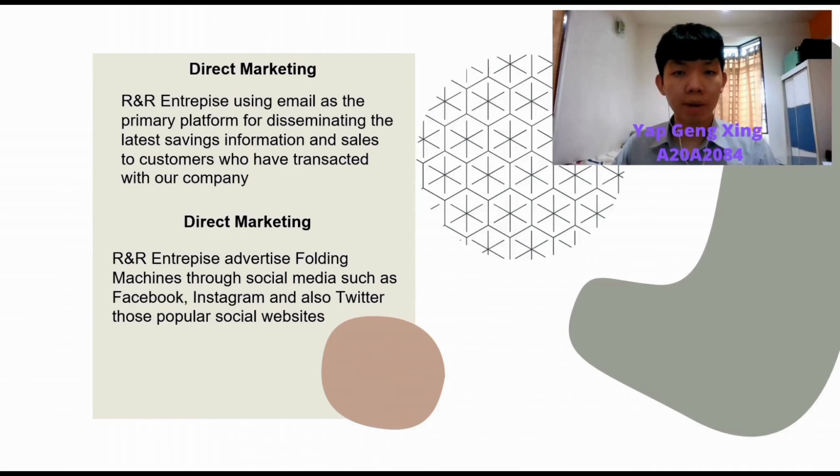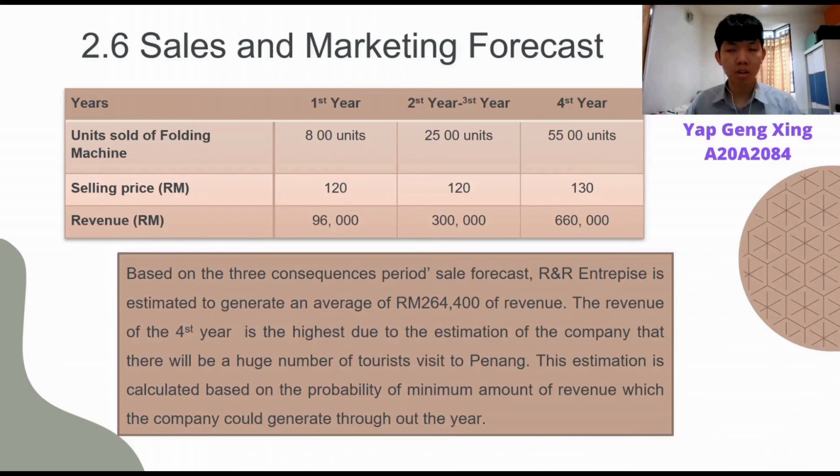The last one is direct marketing. R&R Enterprise advertises folding machines through social media such as Facebook, Instagram, and Twitter, the most popular social websites. Next, let's move to the sales and marketing forecast.